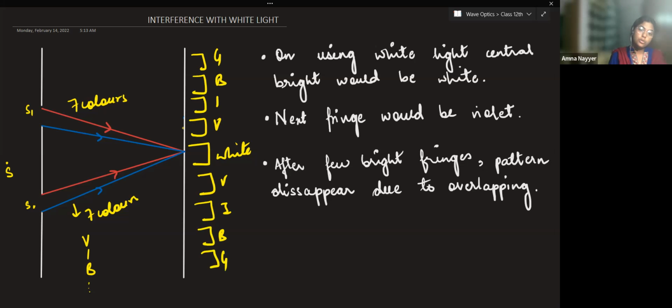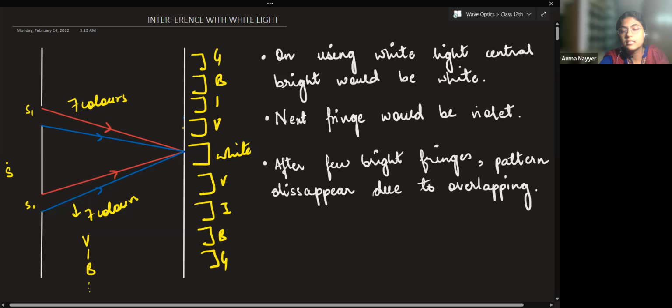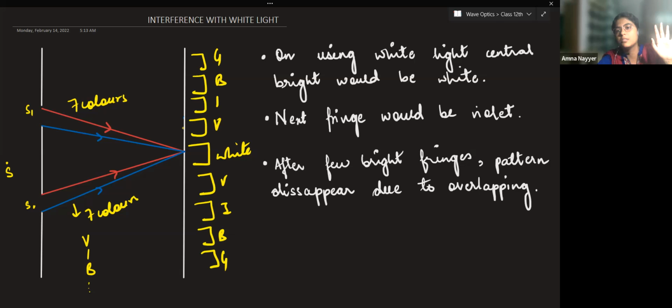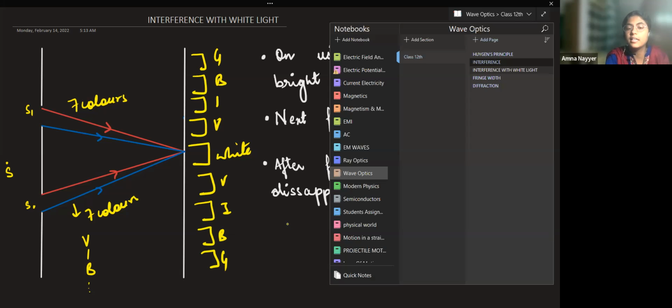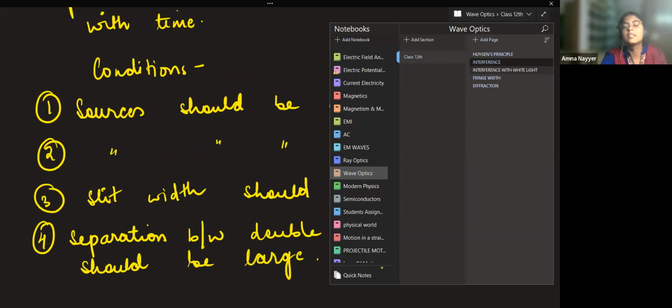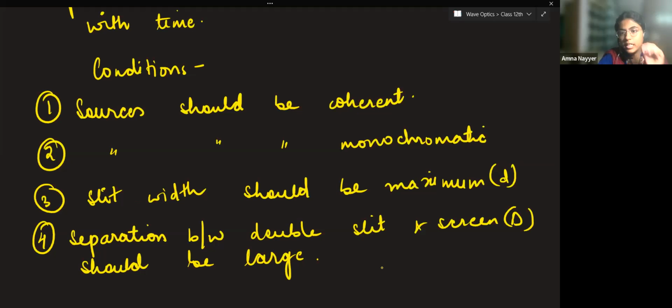If you just have monochromatic light from coherent sources, that results in sustained interference. On using white light, the central bright fringe would be white, the next fringe would be violet, and after a few bright fringes, the pattern disappears due to overlapping, because intensities do not remain the same. Whereas in sustained interference, the intensity of each fringe that was formed remained fixed.